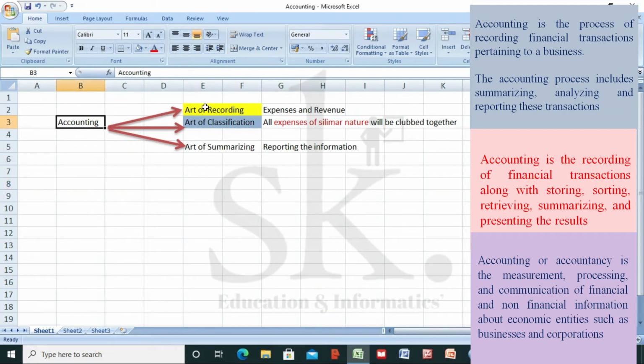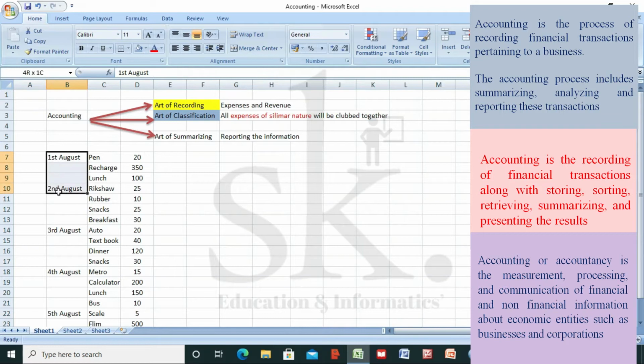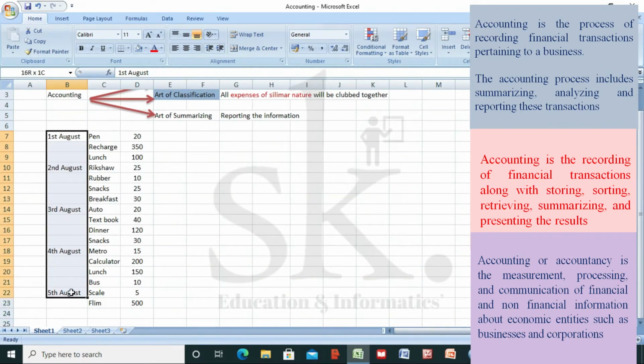Now let's discuss in detail accounting from the point of view of the art of recording, classification and summarizing. Let us take an example and solve it. Let's explain the art of recording. Here we have recorded various transactions based on a chronology, which is date. We started with 1st of August, then 2nd, 3rd, 4th and 5th of August, and I can continue. Since I'm giving a small example, I could continue to the entire month. I have recorded all possible expenses.